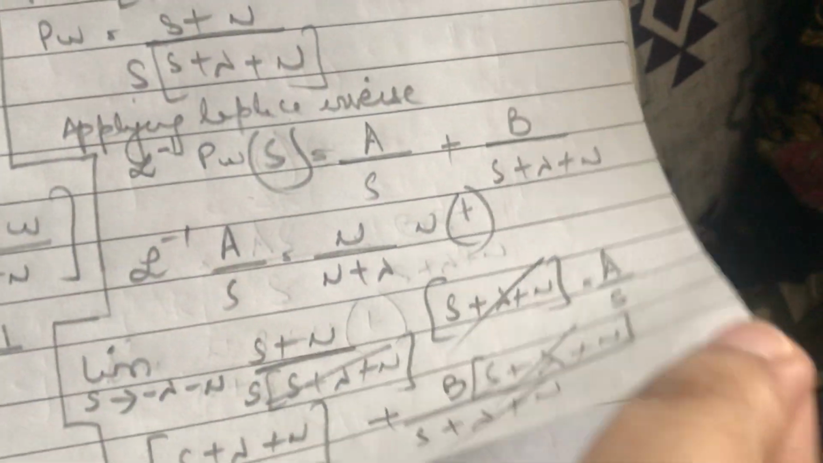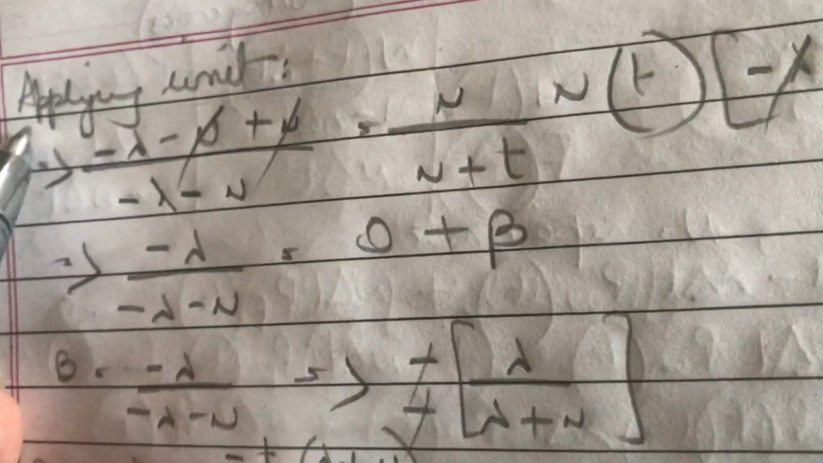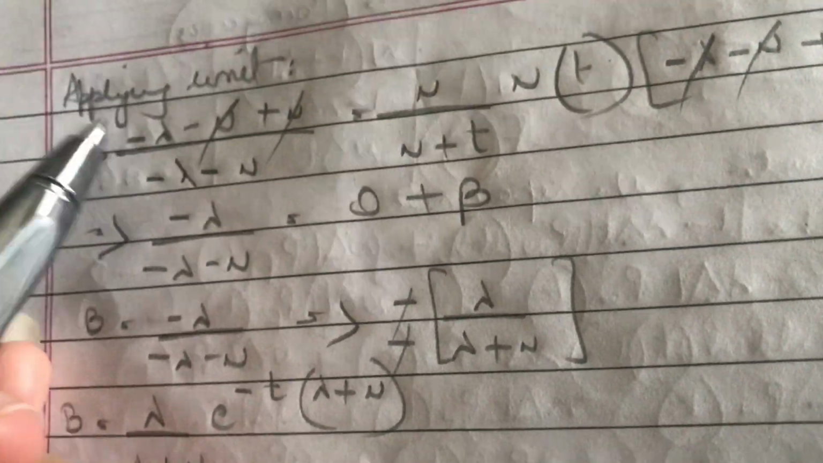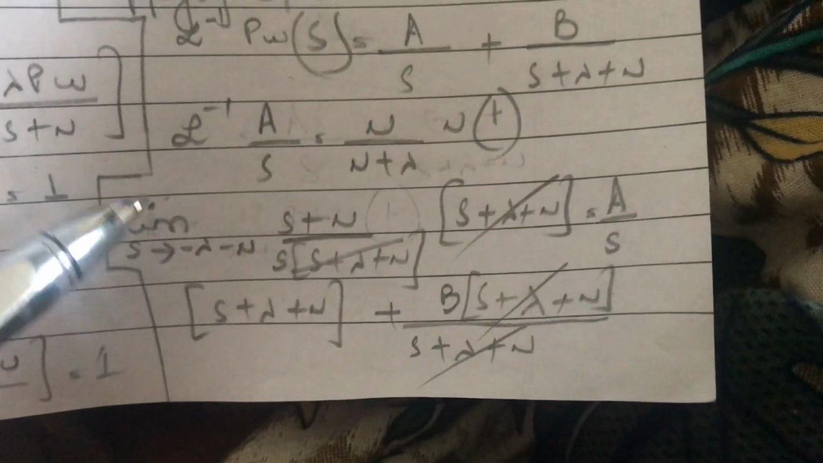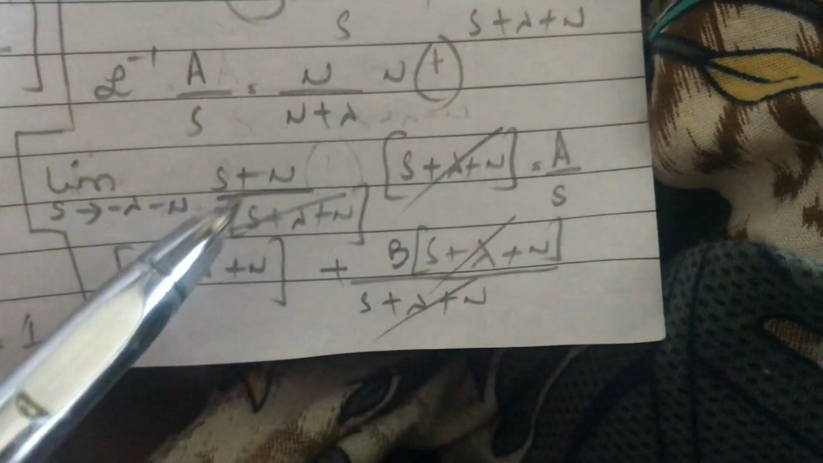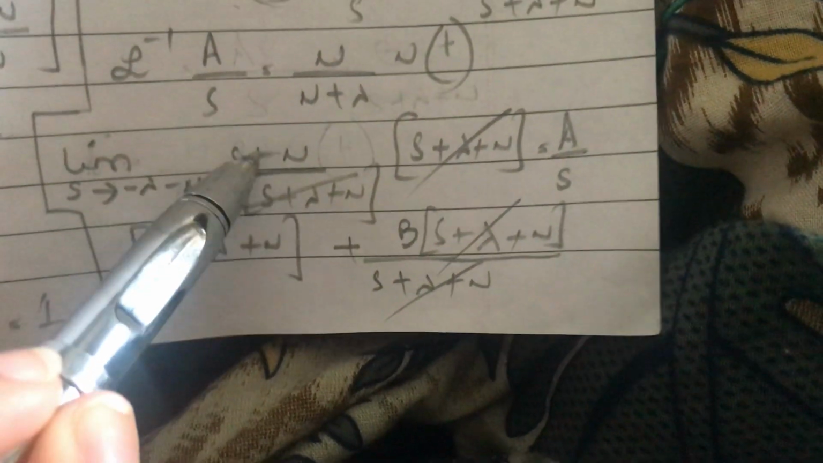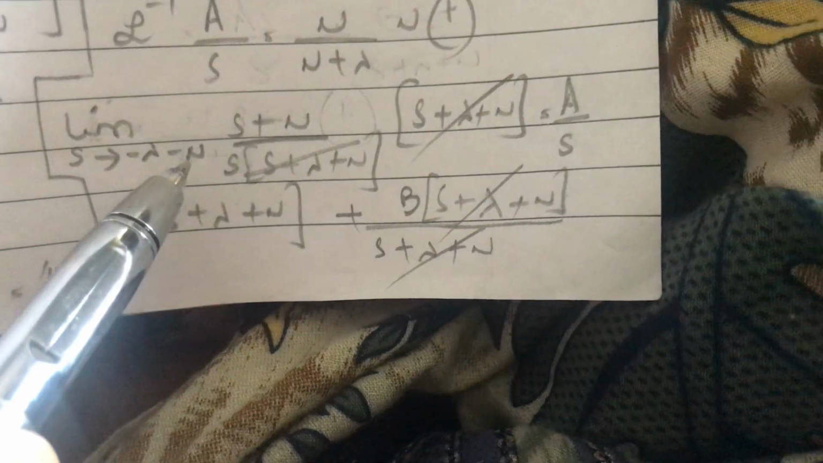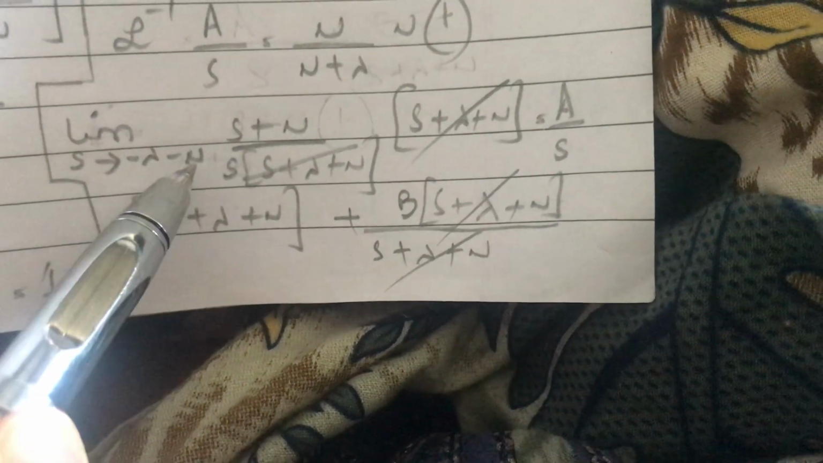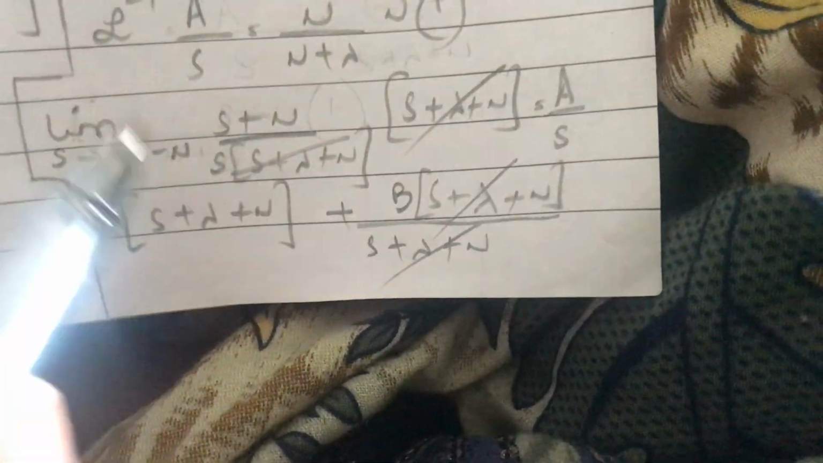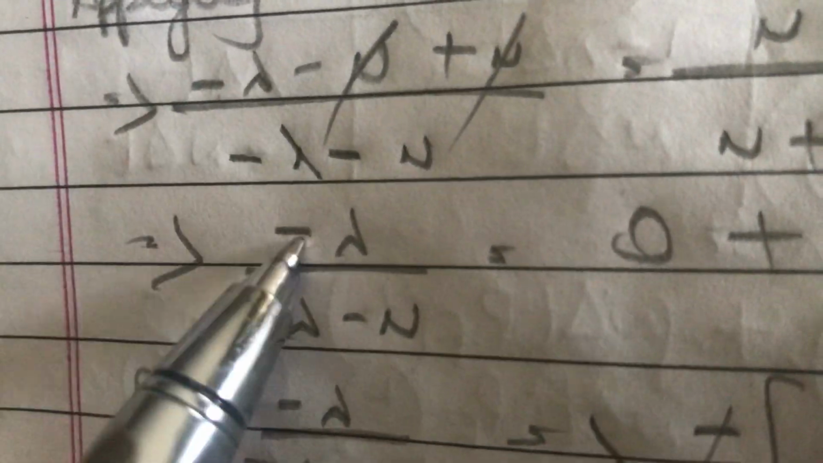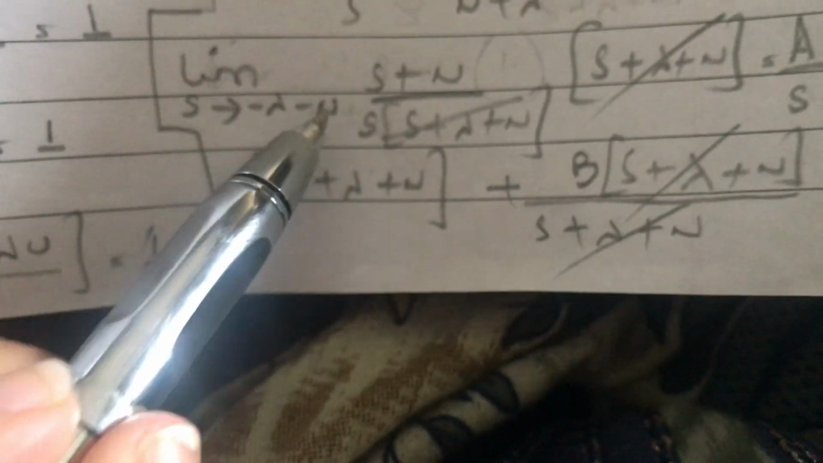Now what remains, and we are going to put our limit also. So it's written: applying the limit, minus lambda minus mu plus mu. So you can see from here, this thing goes away, s plus mu over s. So in the place of s, we get minus lambda minus mu plus mu. So this minus mu and plus mu go away, and only minus lambda remains. And what is the next thing? That is s. So s is minus lambda minus mu.